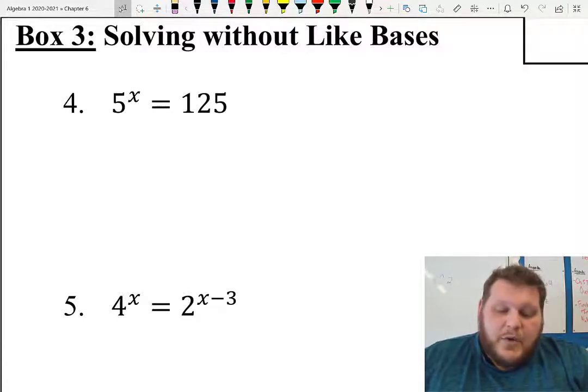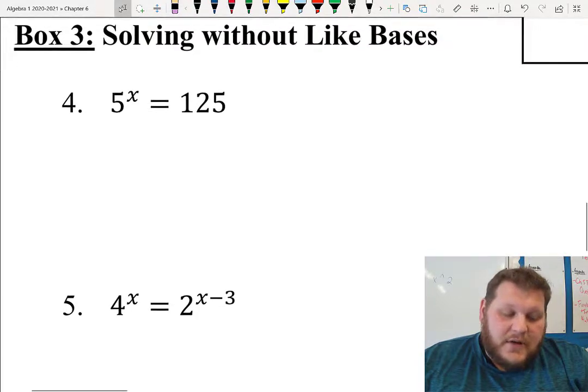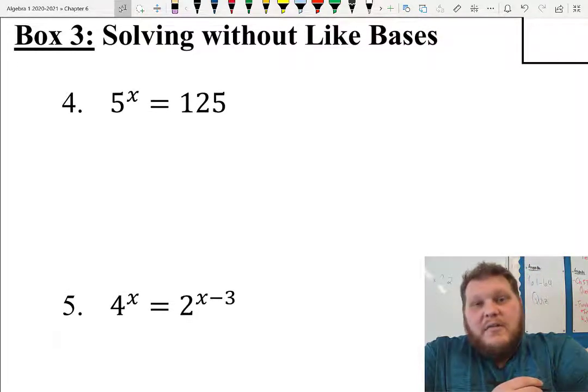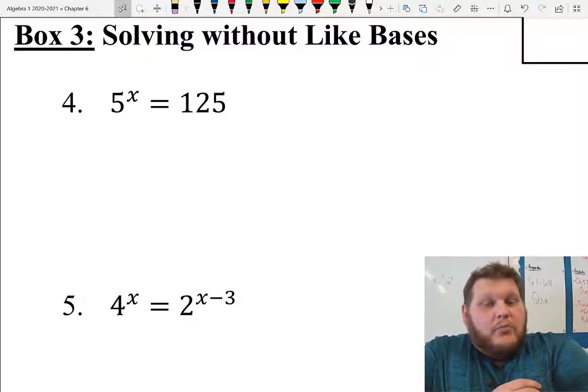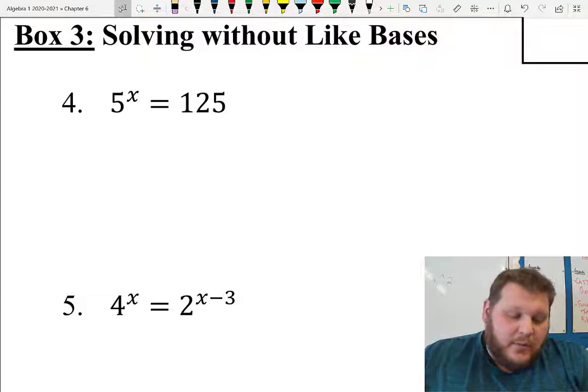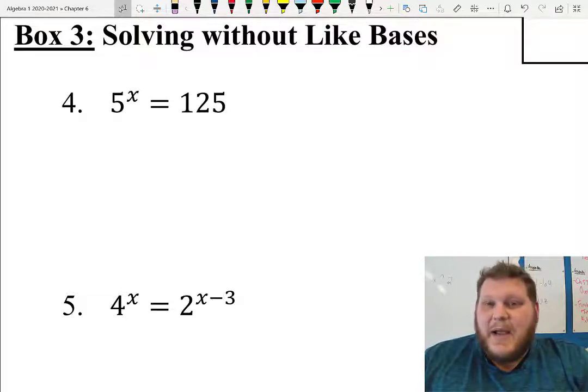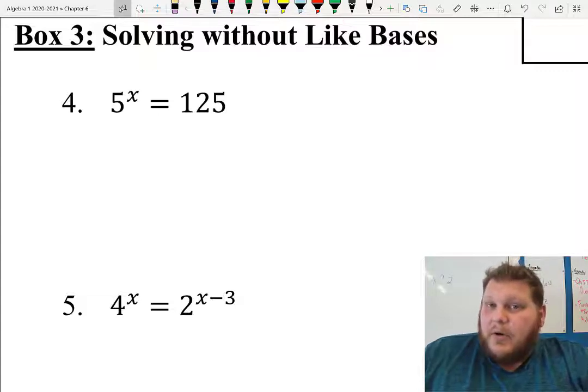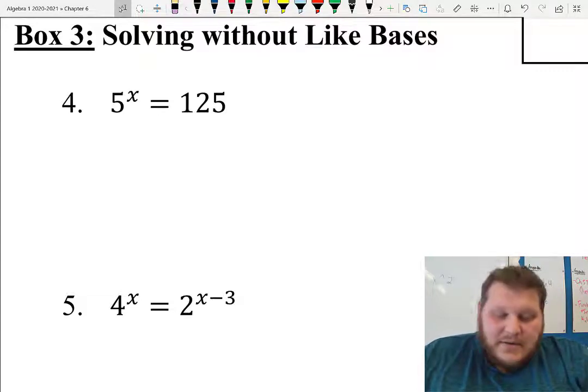So when we have two numbers that are equal to each other that are not the same base, you have to try and figure out a way that you can rewrite one or both of the two sides so that they are the same base. Now in this one, for number 4, we've got 5 to the x power equals 125. Now that 5, that's a prime number. I can't rewrite the 5 as anything else. So I know that that left side I'm going to have to leave as it is. 5 to the x power has to stay that way.